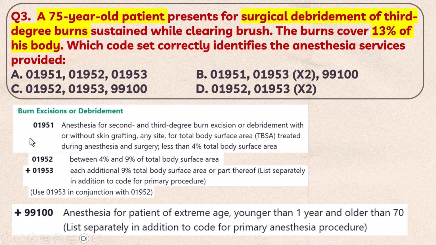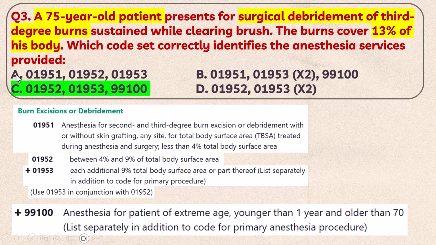And for the extreme age, you can use the add-on code 99100. So that is for anesthesia for patient of extreme age, younger than 1 year and older than 70. So the correct code will be answer C.